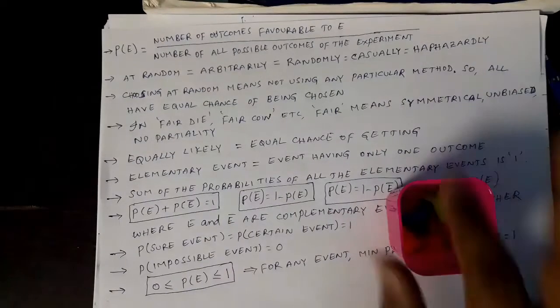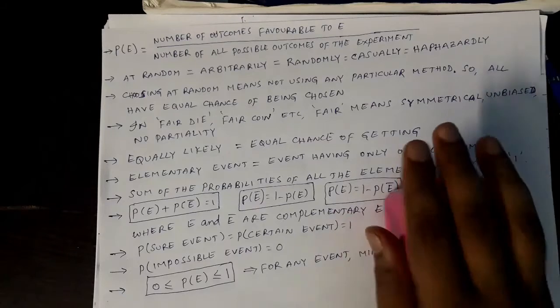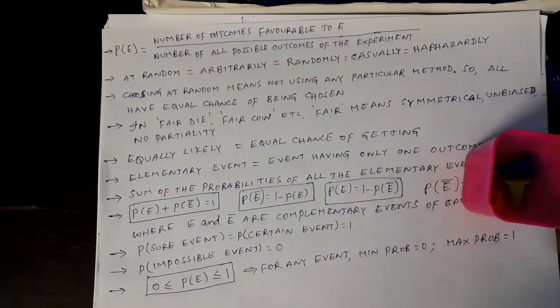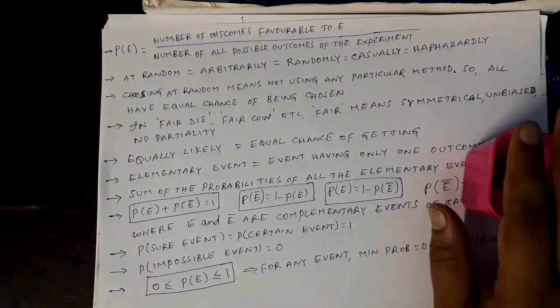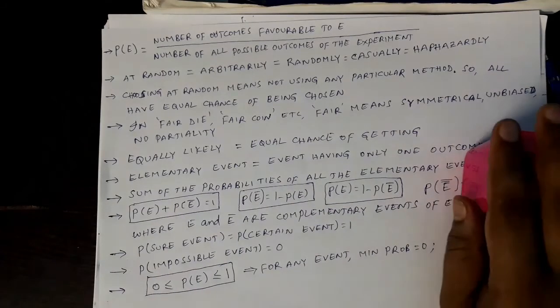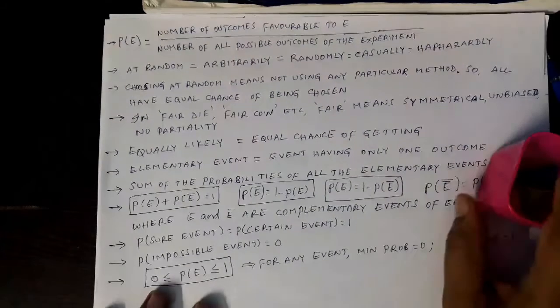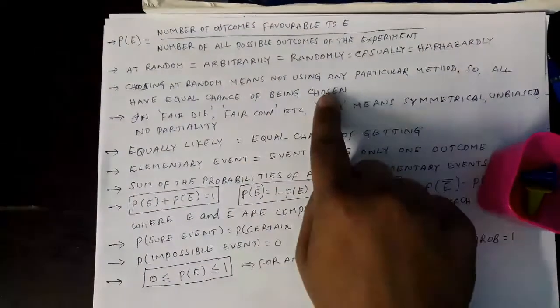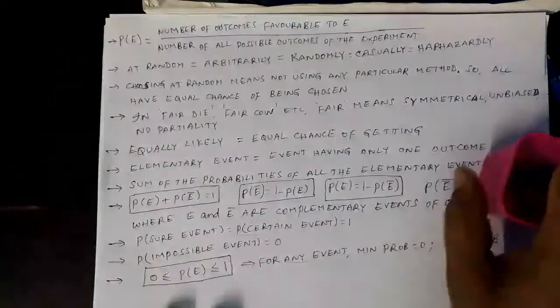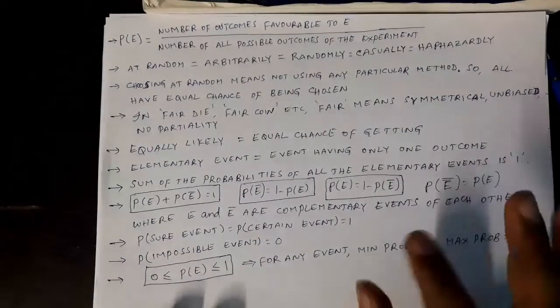So all are of the same size, and I am not looking inside. I am not doing any favor to a particular object, and no partiality is there. So choosing at random means not using any particular method. All have an equal chance of being chosen.